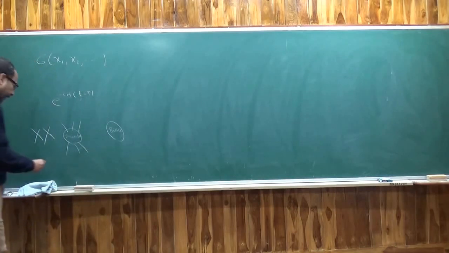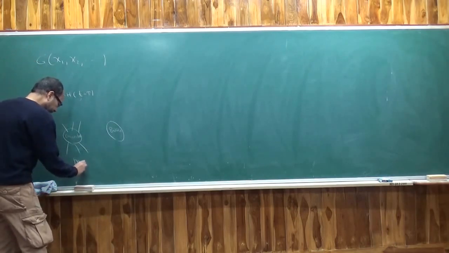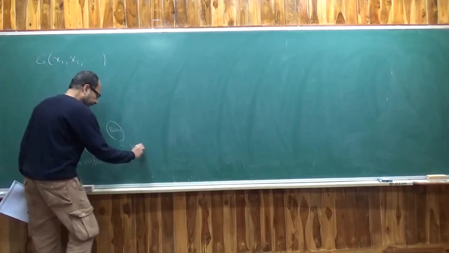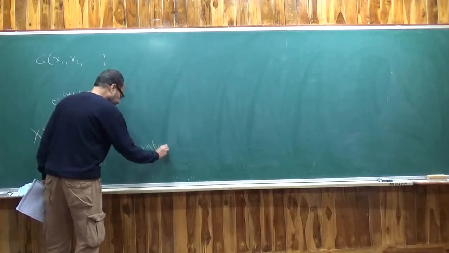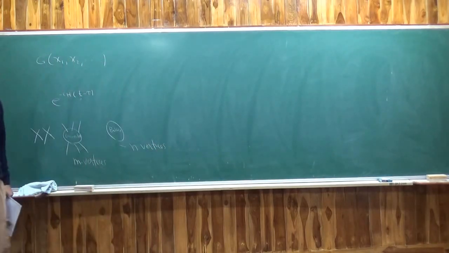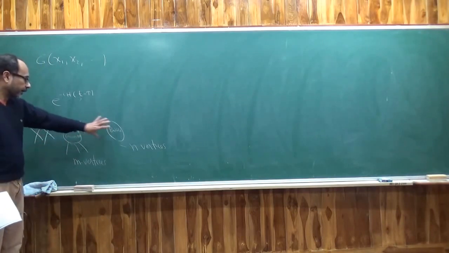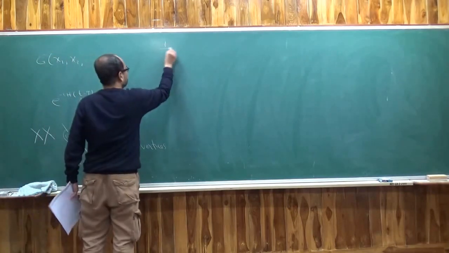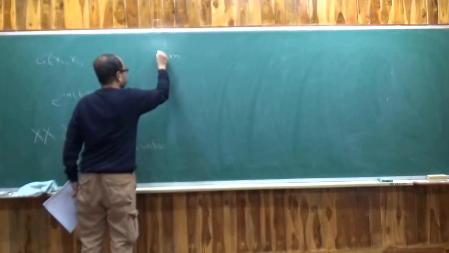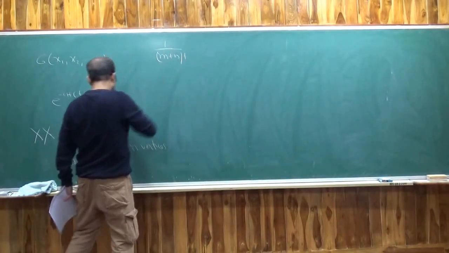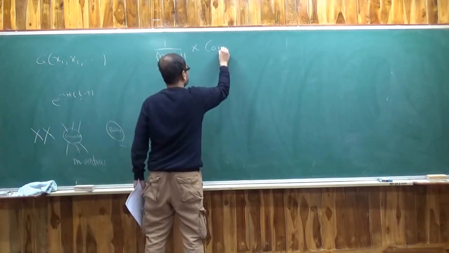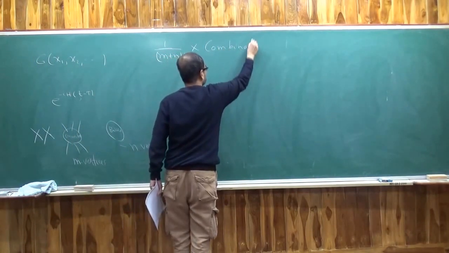And let's suppose that we have m vertices here, and n vertices here. Then the contribution from this combined diagram will be 1 over (m plus n) factorial, which comes from expanding the exponential, times some combinatorial factor.